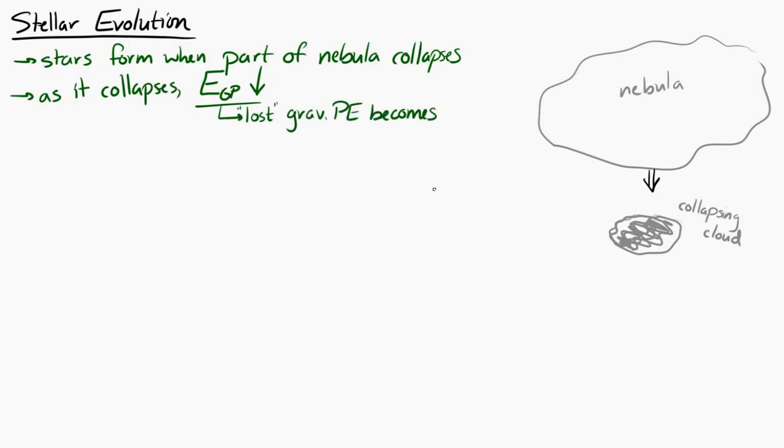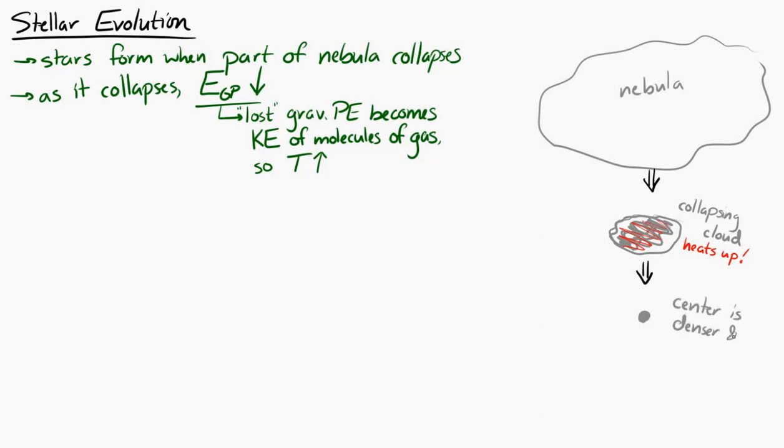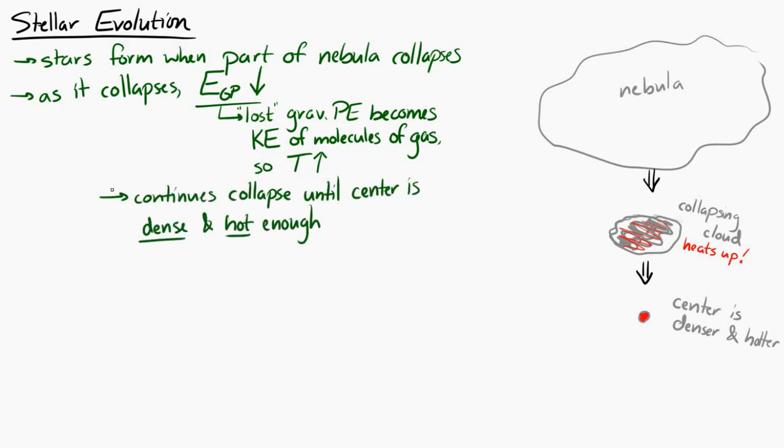The energy becomes kinetic energy of the molecules of gas. In other words, if we have more kinetic energy in the molecules, the temperature increases. So as the gas cloud collapses, the center of the collapsing gas cloud becomes denser and hotter, and denser and hotter, until it becomes dense enough and hot enough that it can fuse hydrogen. Once the hydrogen begins to fuse, a star is born.